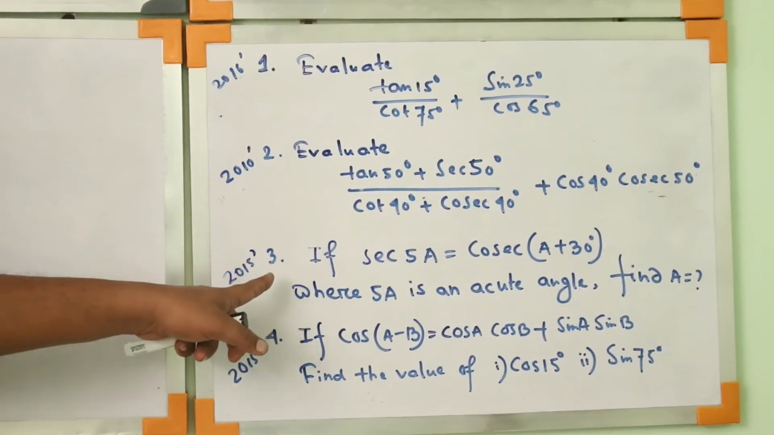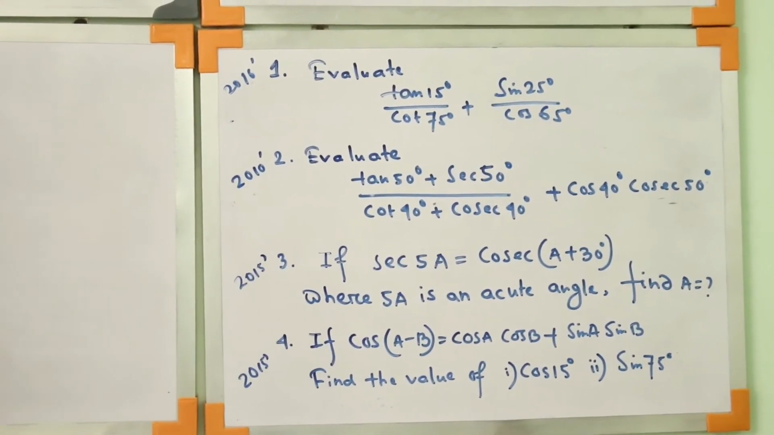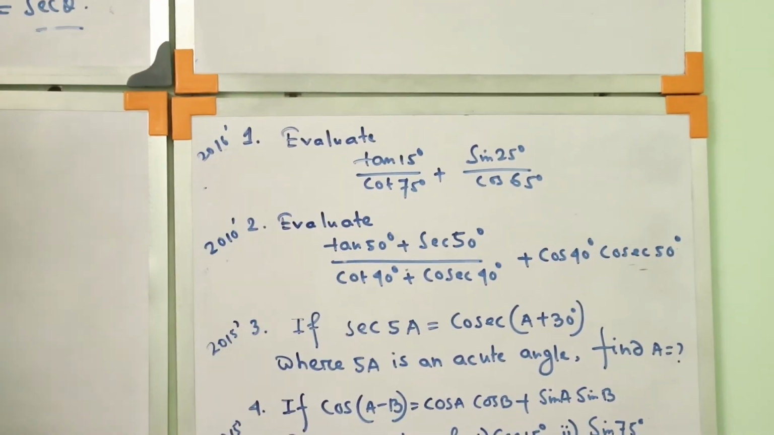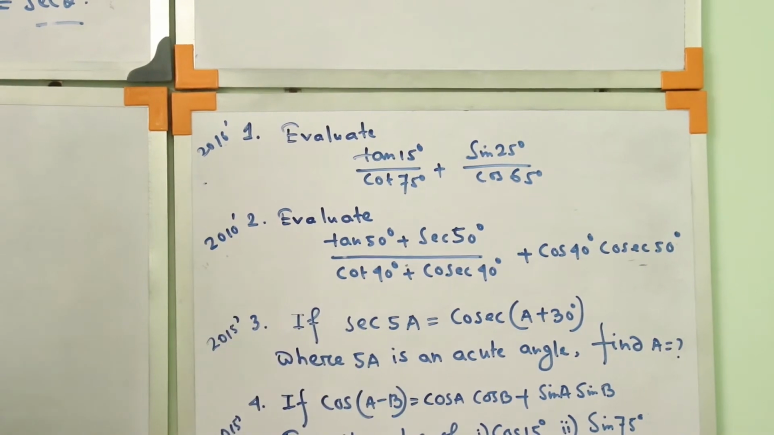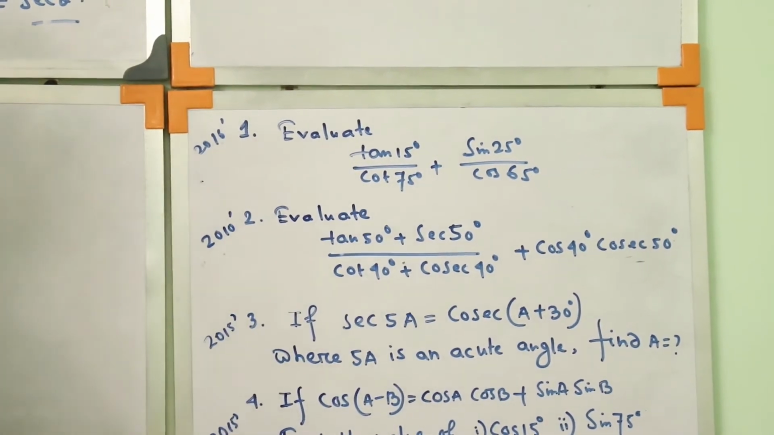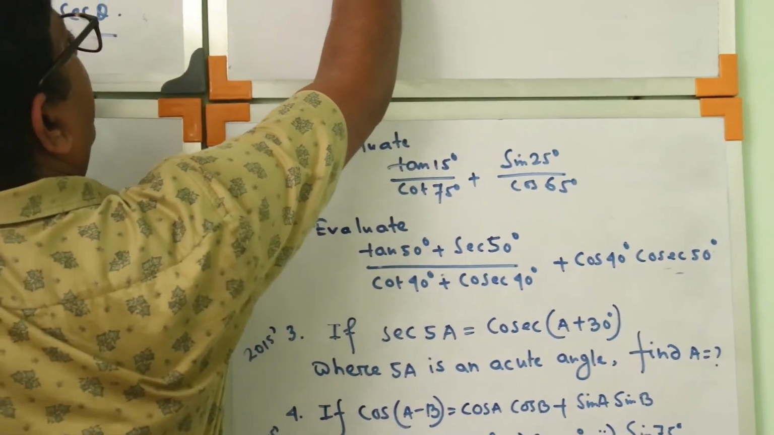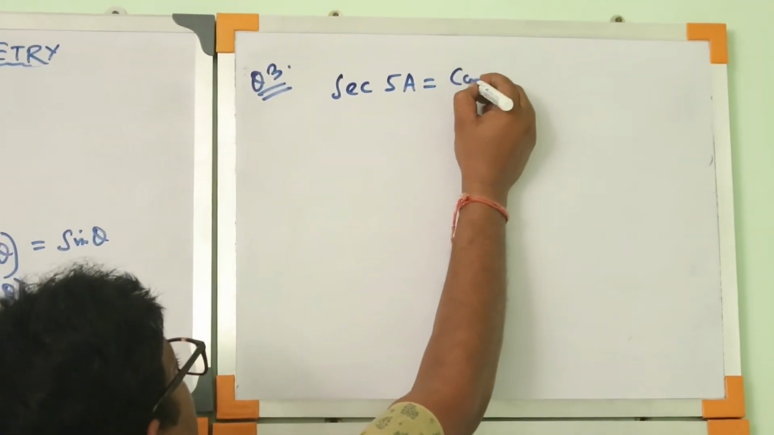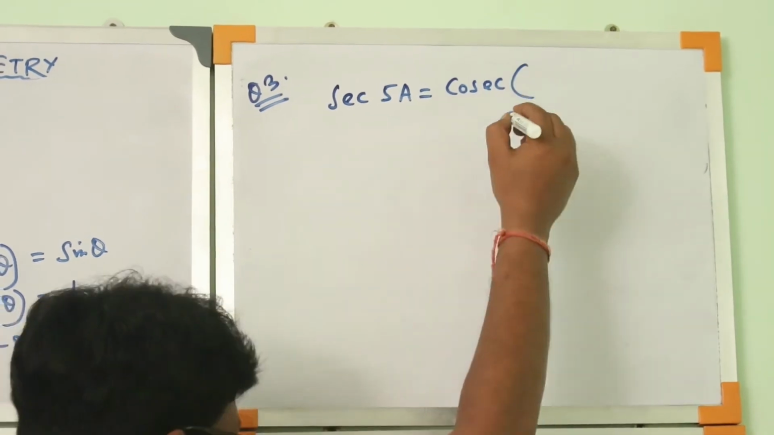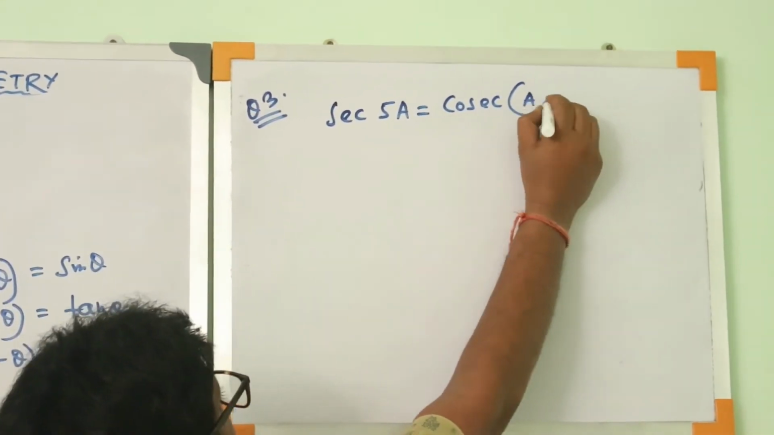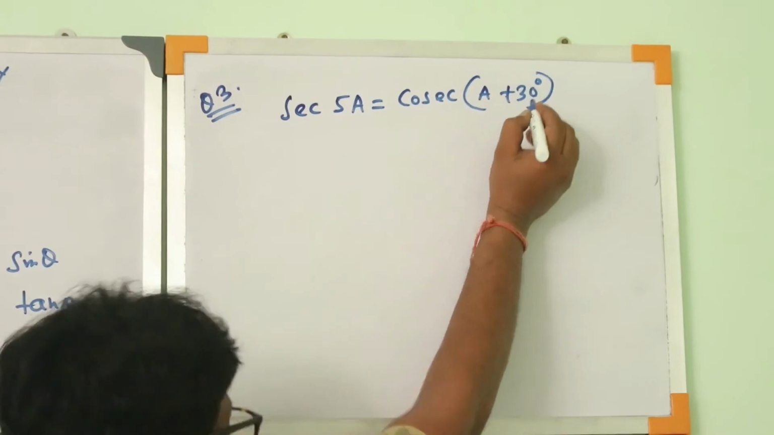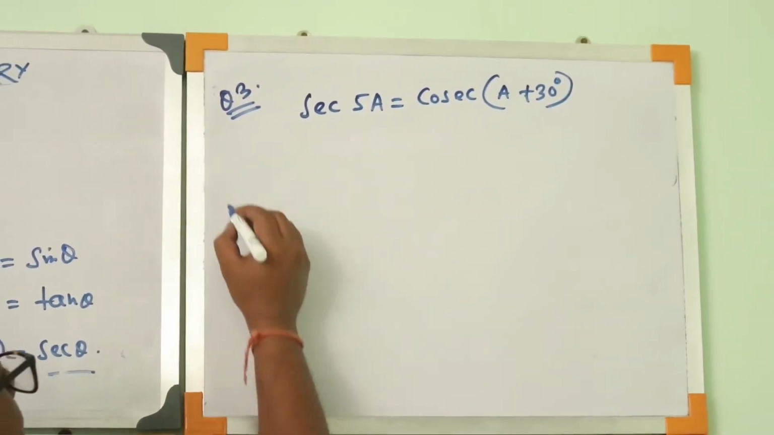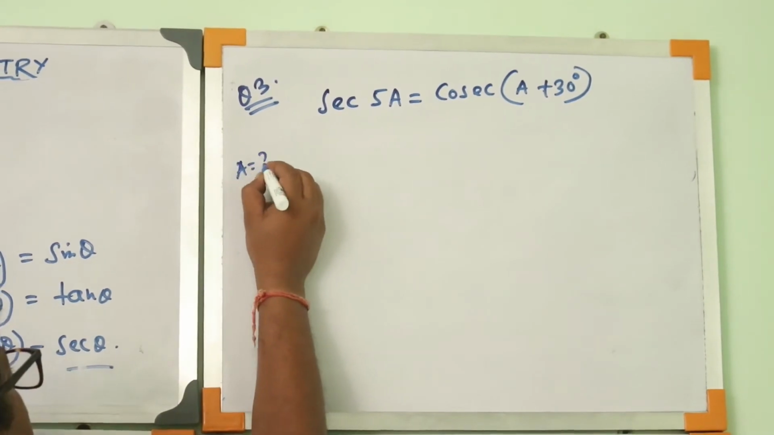Now question number 3, CBSE 2015. Question number 3, this is given if sec 5a is equal to cosec a plus 30 degree, where 5a is an acute angle, find the value of a. You have to find out the value of a.